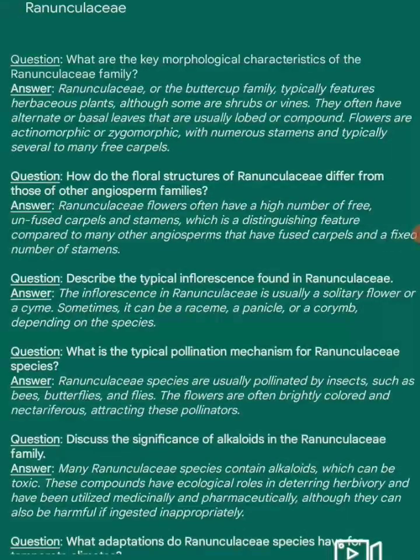Question 1. What are the key morphological characteristics of the Ranunculaceae family? Answer. Ranunculaceae, or the buttercup family, typically features herbaceous plants, although some are shrubs or vines. They often have alternate or basal leaves that are usually lobed or compound. Flowers are actinomorphic or zygomorphic, with numerous stamens and typically several to many pistils.